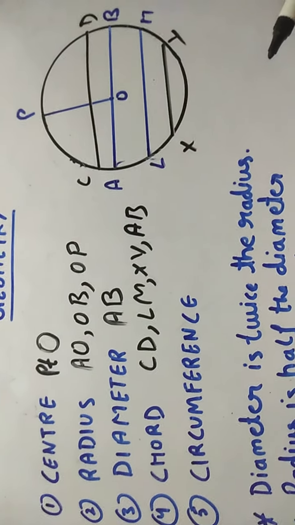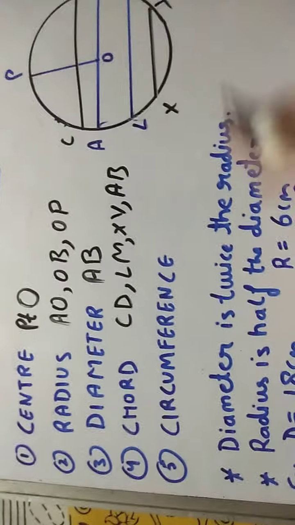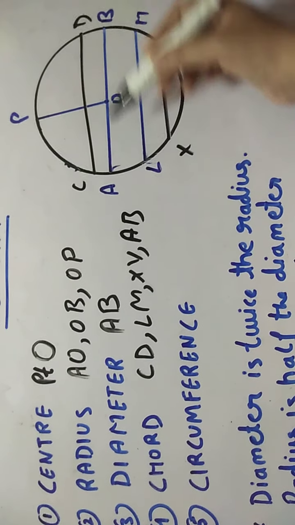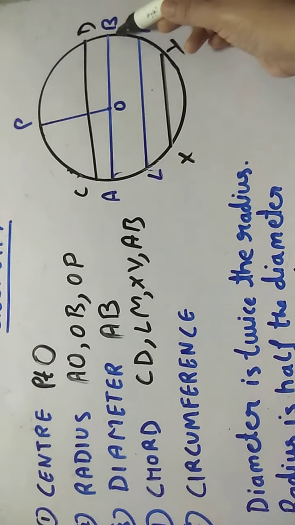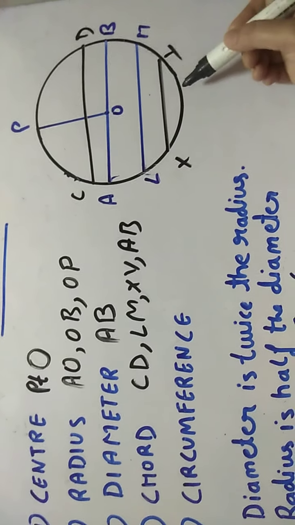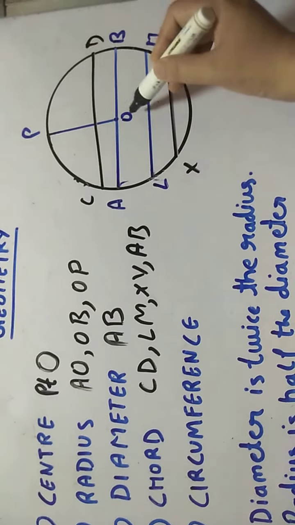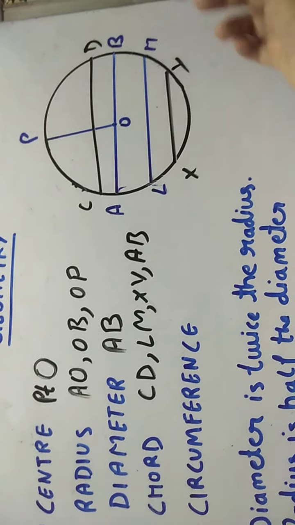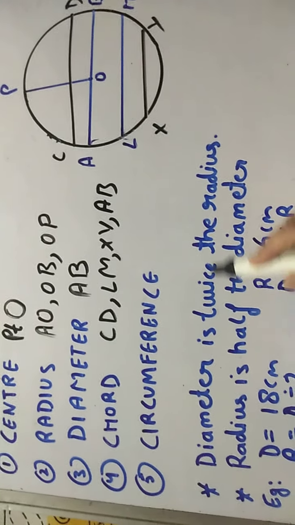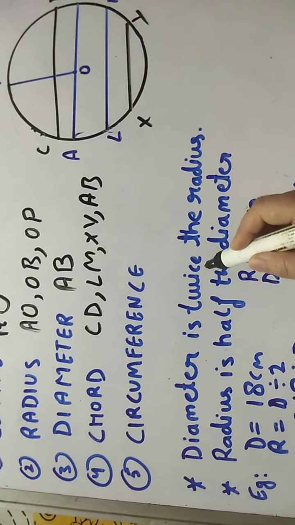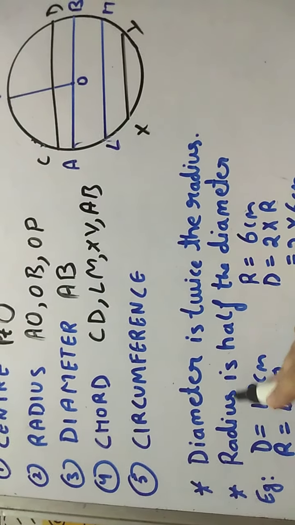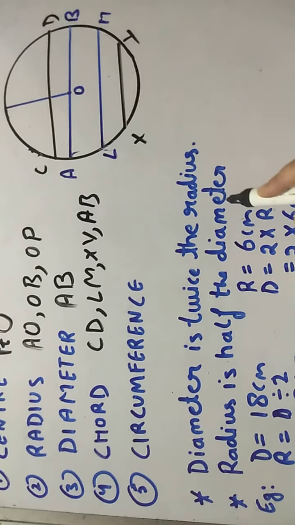Okay children, now from here you have learned that diameter is twice the radius. From here we can see that AO is radius, OB is radius. That shows that AB is OA plus OB. That shows that AB is double of OB, and OB is the radius. Fine. So we can say the diameter is twice the radius. Twice means 2 times. And opposite to that statement, we can say radius is half the diameter.